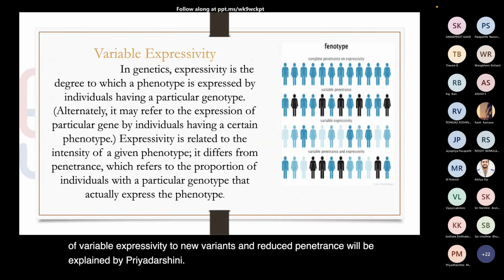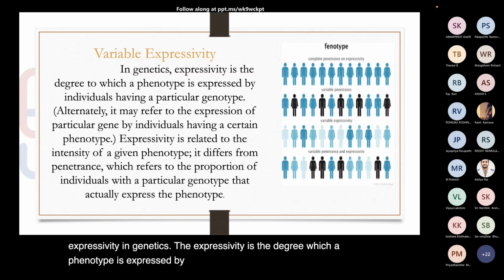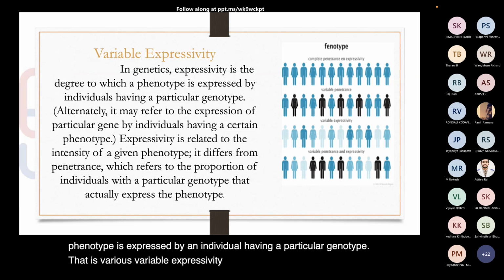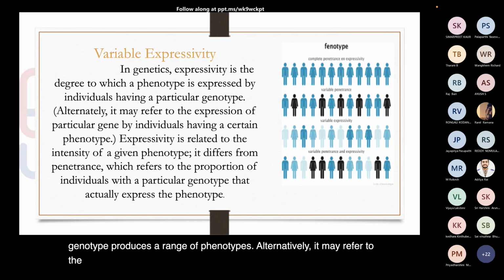Variable expressivity. In genetics, expressivity is the degree to which a phenotype is expressed by an individual having a particular genotype. That is, variable expressivity describes when one genotype produces a range of phenotypes. Alternately, it may refer to the expression of a particular gene by individuals having a certain phenotype. Expressivity is also related to the intensity of a given phenotype.